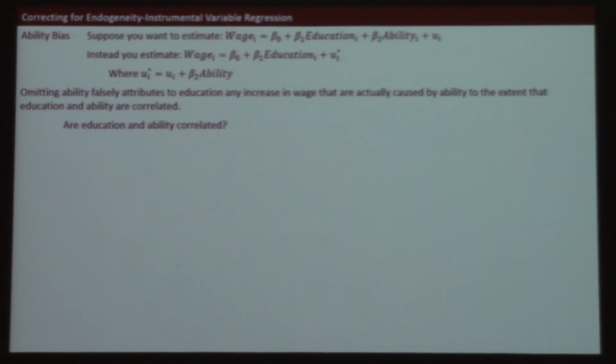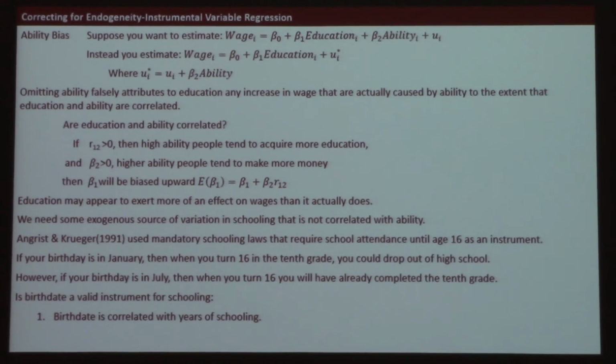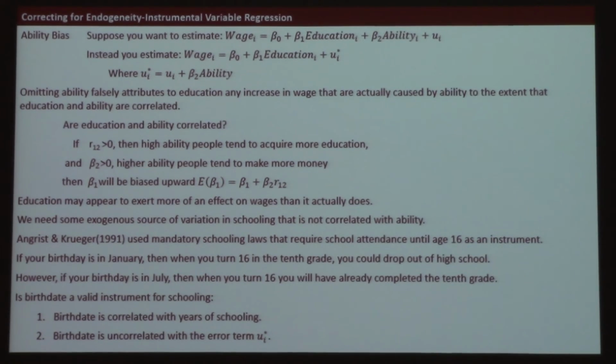Omitted variable bias, ability bias. Well, this one's interesting just for the instrument they use. Here's the data set we have. Actually, let's just do it in data.